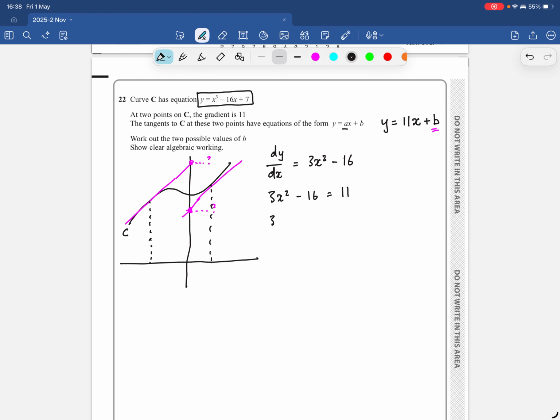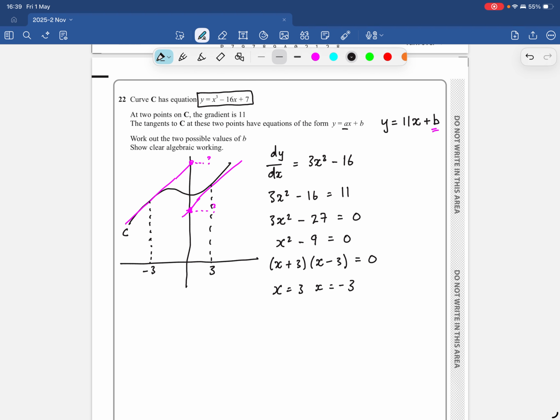That's the same as saying 3x squared minus 27 equals 0. We'll divide through by 3, so x squared minus 9 equals 0, and it may look like we can't factorize this any further, but it's a difference of squares, so it's (x plus 3)(x minus 3) equals 0, and that tells us that x is equal to 3 or x is equal to minus 3. So we know that in fact this point is minus 3 and this is 3. So we've solved for our x's.